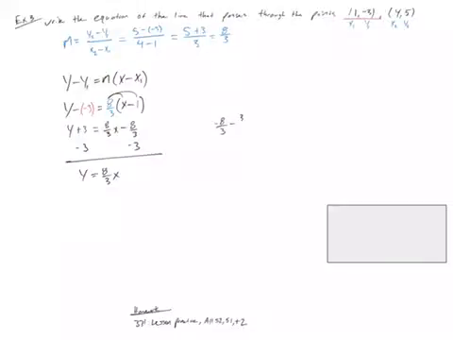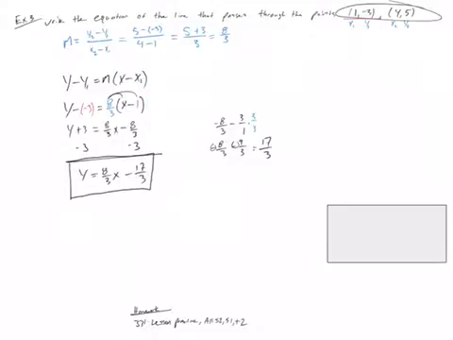minus 3 over 1. Remember, we can only add or subtract if those have the same denominator, so I'm just going to multiply this by 3 over 3, which is going to get me negative 8 over 3 minus 9 over 3. Since those have the same sign, I just add those. 8 plus 9 is 17 over 3. Since they're both negative, it's going to stay negative, so it's going to be minus 17 over 3. So this is the equation of the line that passes through those 2 points.